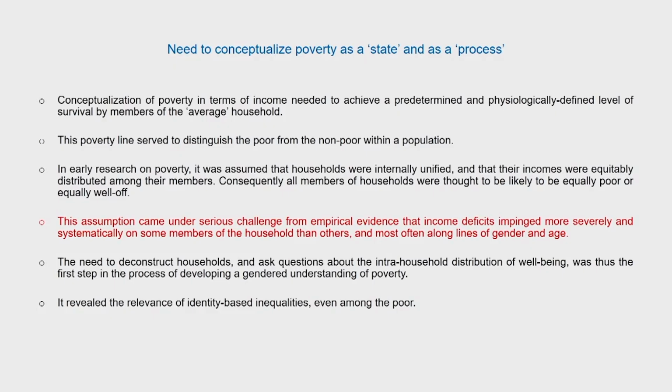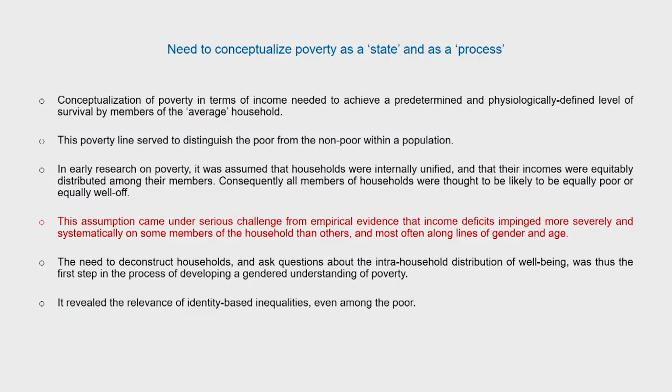And as I've just said, in early research on poverty, it was always assumed that households were internally unified and that their incomes were equitably distributed among their members, and consequently all members of households were thought to be likely to be equally poor or equally well off. So the standard assumption was that if incomes of households are rising, all the members within the household are equally well off, without paying any attention to the intra-household distribution of income. What is the share of women and children on income within those households? So little attention was paid on this aspect of intra-household distribution of resources in early poverty literature.